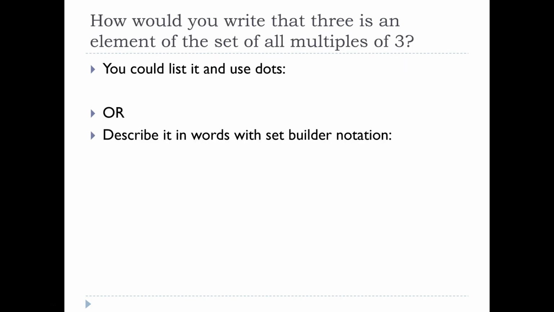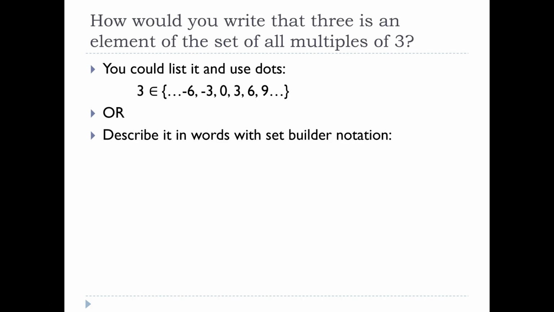So how would you write that 3 is an element of the set of all multiples of 3? You could list it. So I want you to think for a second, how would you list this, and how would you do the 3 is an element of part? Or you could describe it in words with set builder notation. But think about each of these and how you would do it. Pause the video and see.